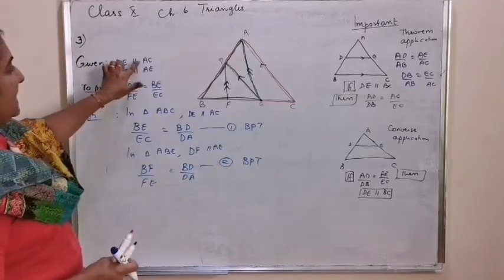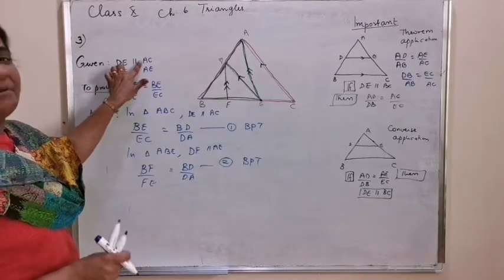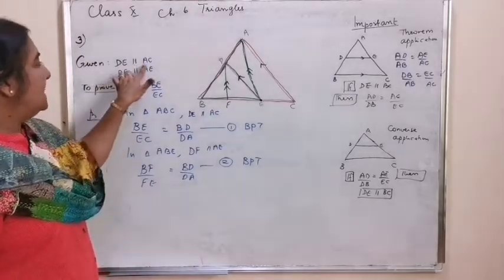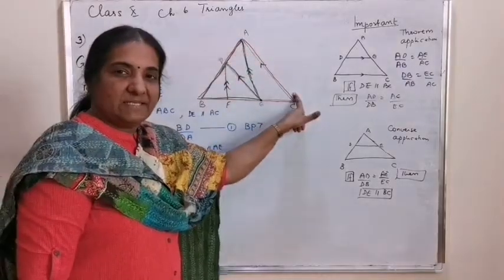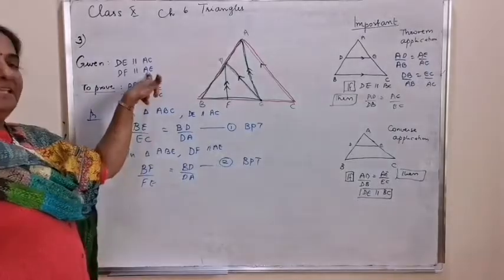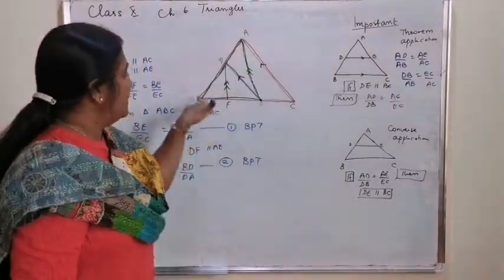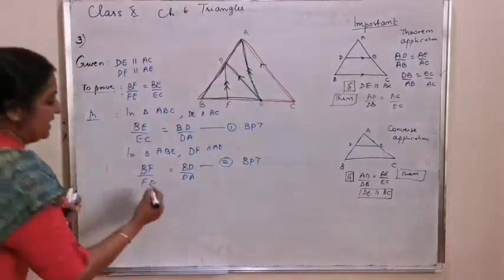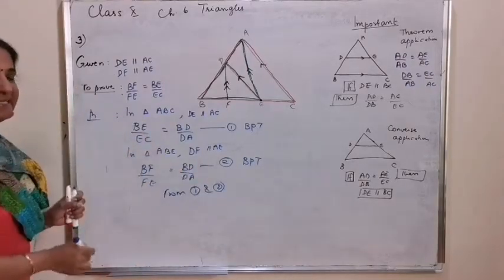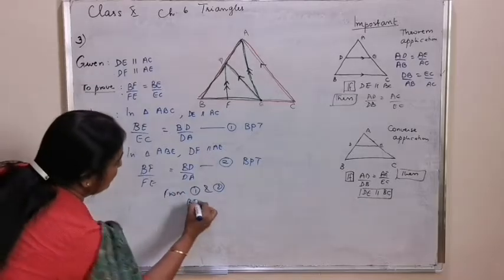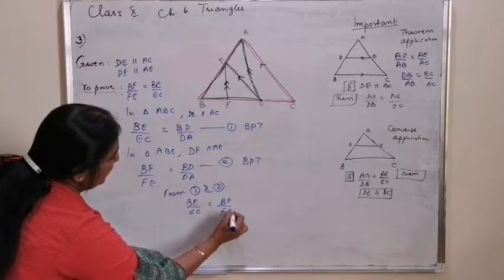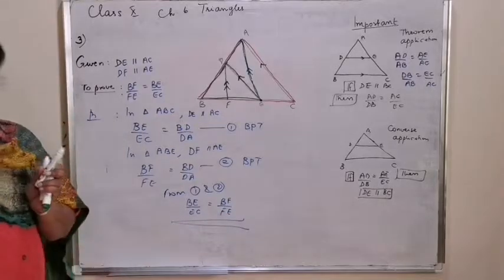So from the parallel lines, you can make out which is the triangle and which can be the base. DE parallel to AC shows that AC is the base. With AC as base, the triangle is ABC. With AE as the base, the triangle is AEB. From 1 and 2, the right sides are equal, therefore the left sides are also equal. BE by EC is equal to BF by FE, hence the proof.